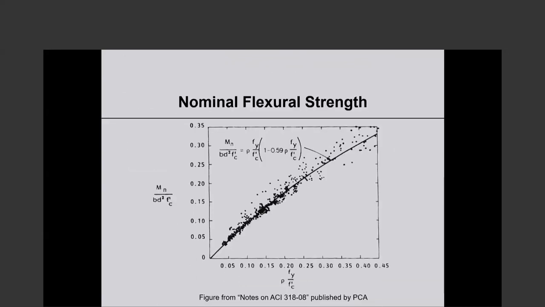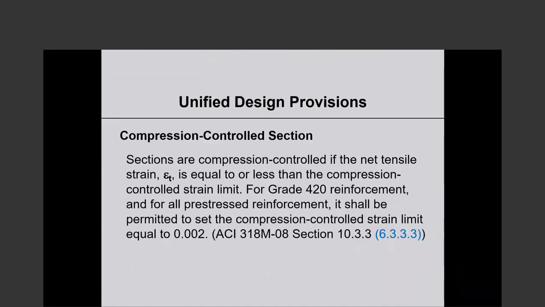And there is really ample evidence of that, as shown in this picture. This is nominal strength calculated using the rectangular stress block. This is tension reinforcement ratio multiplied by yield strength of the reinforcement divided by the specified compressive strength. The dots are experimental values, and the line is the nominal moment strength calculated using the ACI rectangular stress block. So you should have no qualms about using the rectangular stress block.